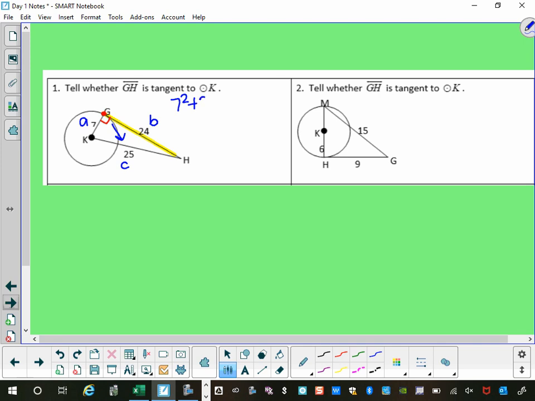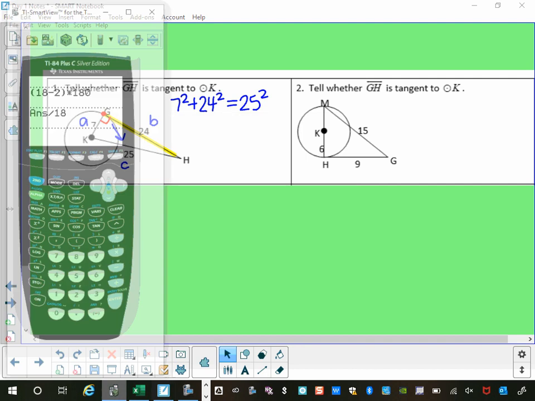7 squared plus 24 squared is equal to 25 squared. I think at this point of the year, I don't have to write out the a squared plus b squared equals c squared. Like, you guys know that, right?